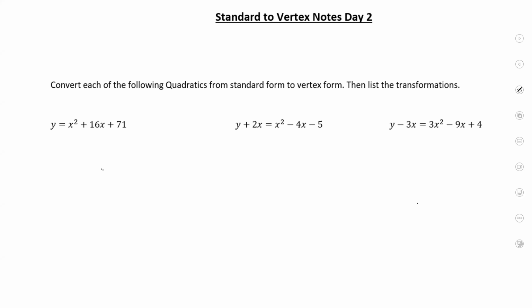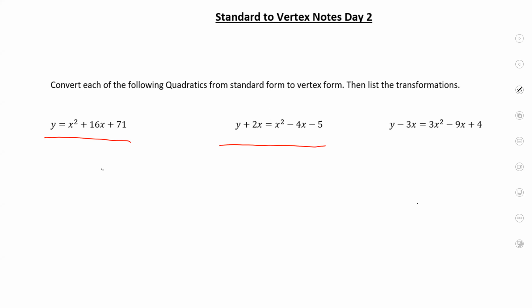Okay, so guys, now we're going to do day 2 of converting quadratic equations from standard form to vertex form. It's the same process today, but the only difference is that we're going to have to do a little bit of algebra in the beginning. Yesterday, all of our equations looked like this. Now we're going to get some things that look like this.